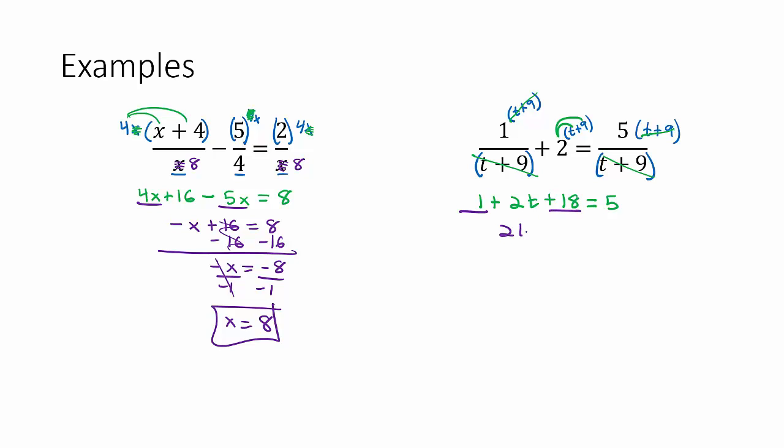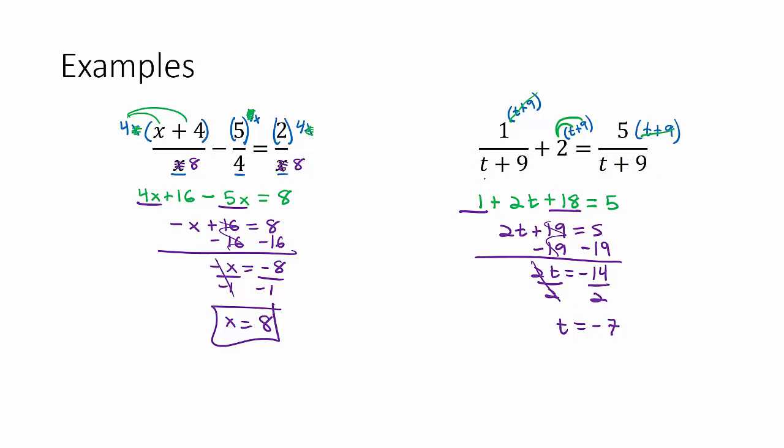First, combine like terms. So we have 2t plus 1 plus 18 is 19 equals 5. Subtract 19 off of both sides, and 2t equals negative 14. Divide both sides by 2, and t equals negative 7. We just need to make sure if t equals -7, and we plug that in, -7 plus 9, that's not 0. None of my denominators are 0, so this must be the correct solution.